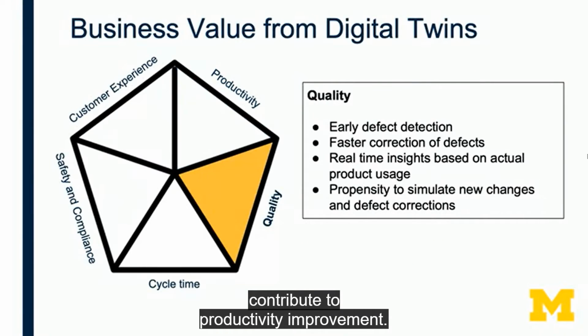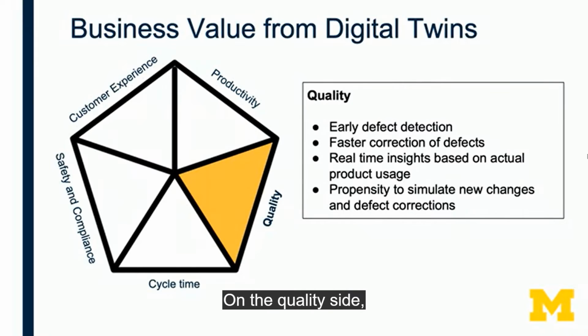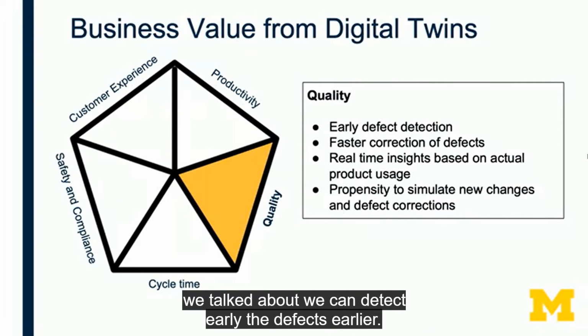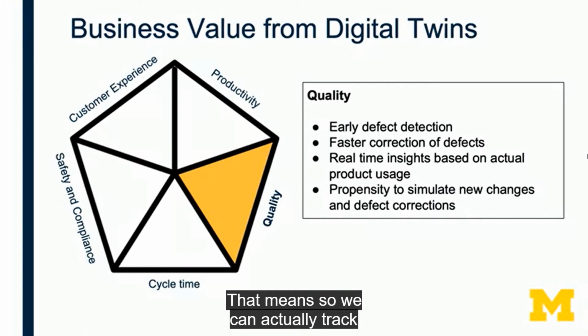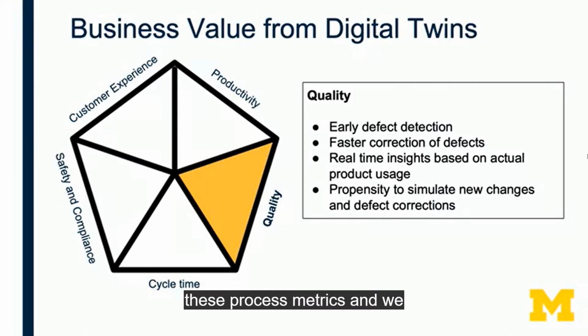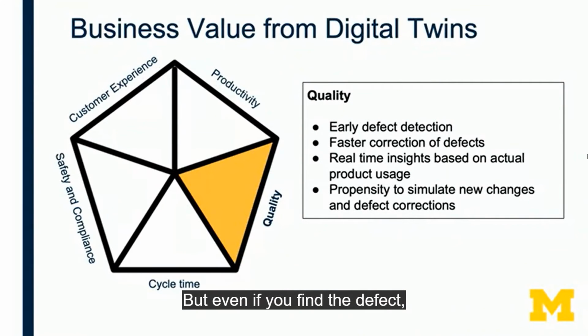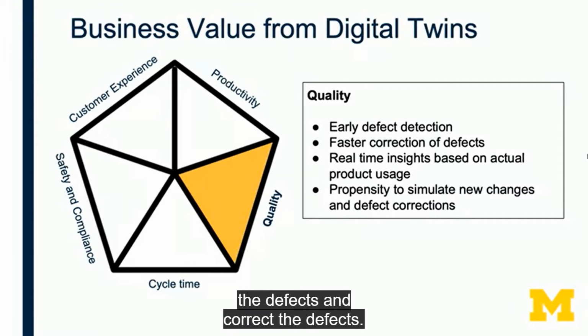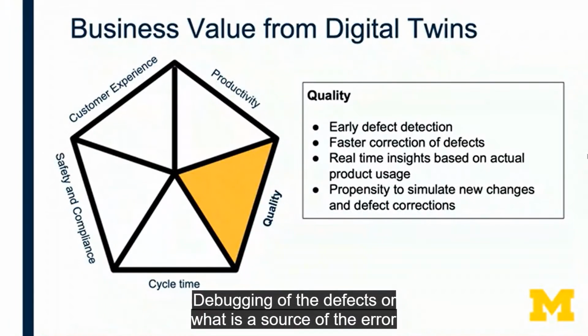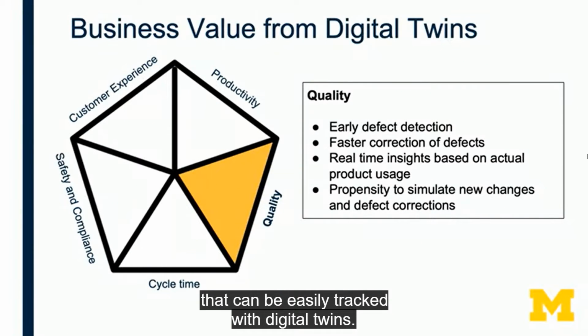On the quality side, we talked about how we can detect the defects earlier. That means we can actually track these process metrics, and we can even predict before the defect happens with digital twins. But even if you find the defect, the process digital twin allows you to simulate the situation, then identify the defects and correct them. So debugging of the defects, finding the source of the error, can be easily tracked with the digital twins. And of course, you get real-time insights based on the actual product usage.